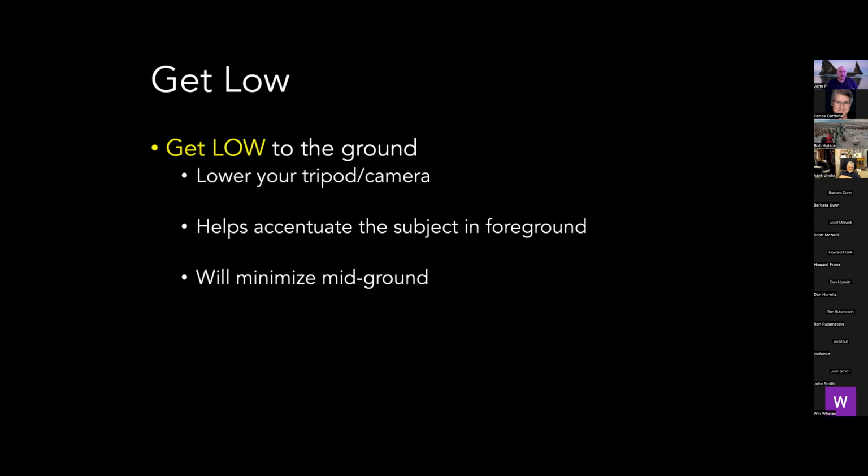So my next tip for you is to get low when using wide angle lenses. Get your tripod down there. If you're hand holding, get your camera down there. Get on your knees, get on your butt, get low. What this does is it helps to accentuate the subject in the foreground. And because you've spent all this time finding this great foreground subject, you want it to kind of be the star of the show.